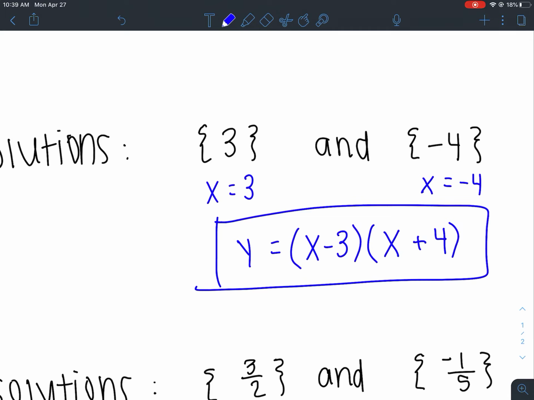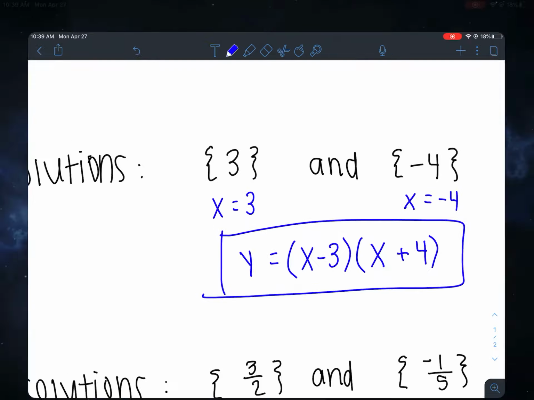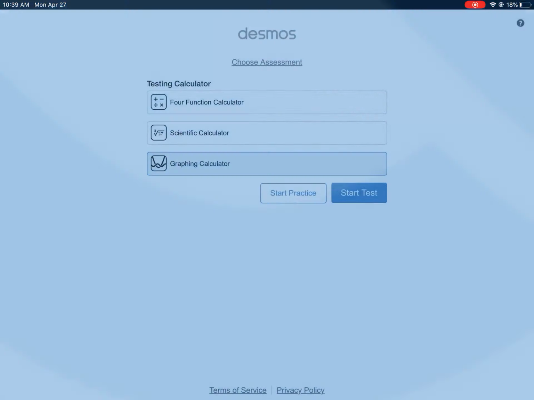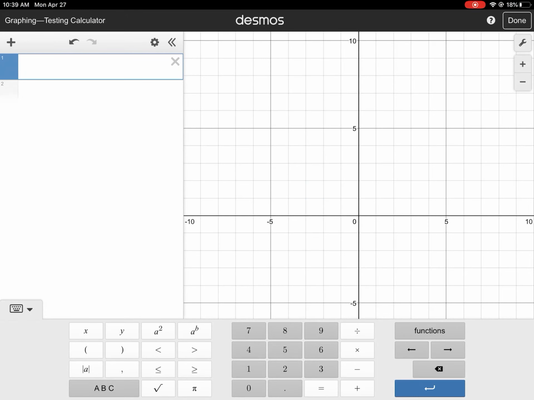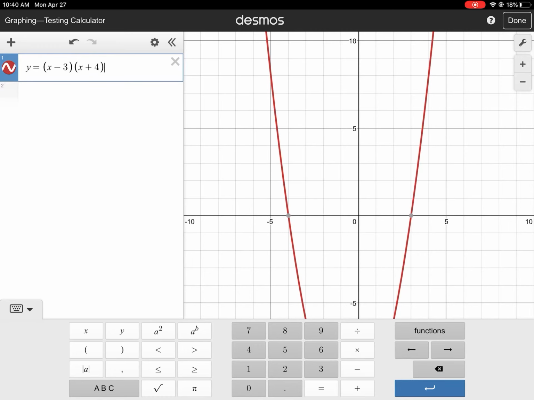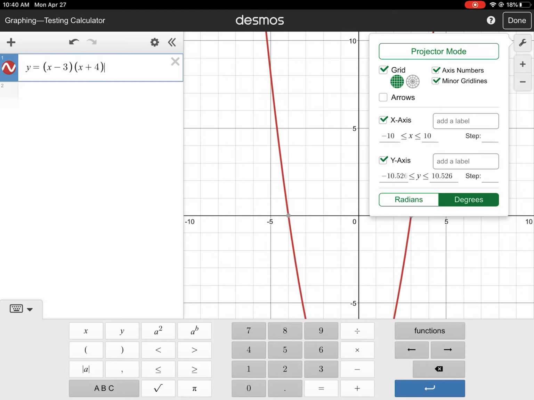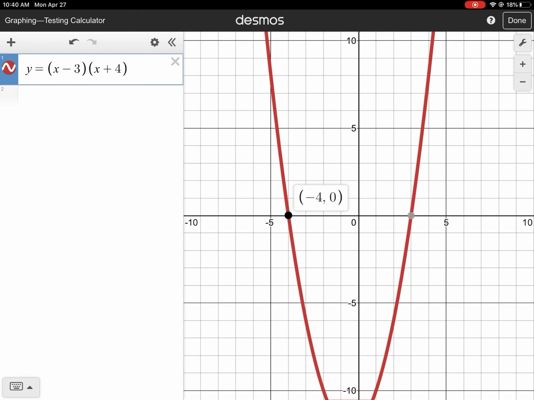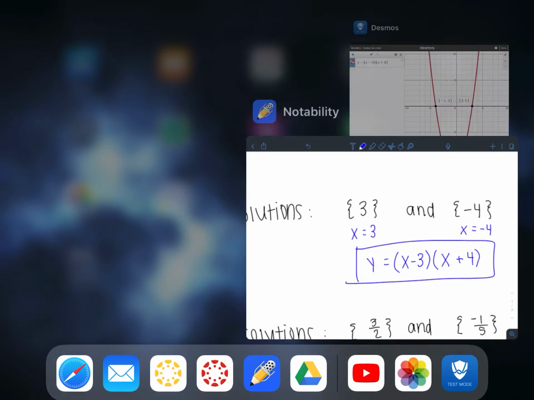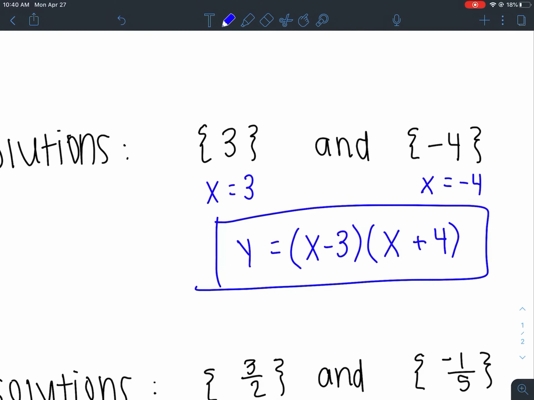And if I were to graph this in Desmos, the way it was written here in my blue box, I would actually get x-intercepts at positive 3 and negative 4. I'll show you that. Let's type in y equals, oops, I forgot the y equals, x minus 3, and then x plus 4. Now remember, it's opposite signs from what they gave us. They told us that the solutions were 3 and negative 4. Let's double check if that's true. 3 and negative 4, those are our two x-intercepts. But in the equation, they're opposite signs.